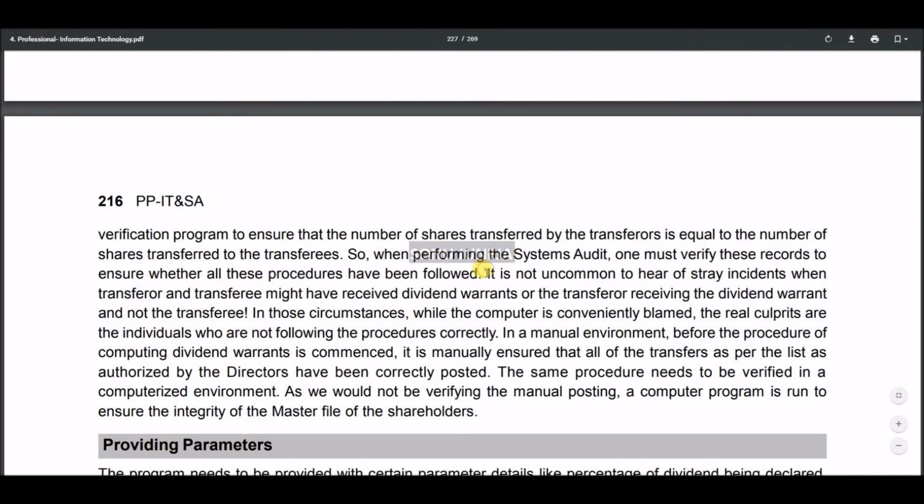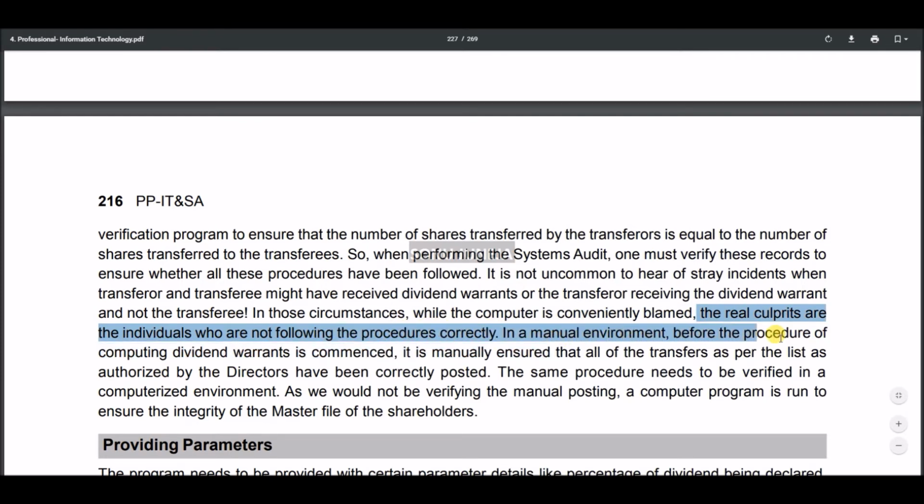So when performing the system audit, one must verify these records to ensure whether all these procedures have been followed. Now, it is not uncommon to hear of a stray incident where the transferor might have received the dividend warrant, and not the transferee. In those circumstances, while the computer is conveniently blamed, the real culprits are the individuals who are not following the procedures correctly.